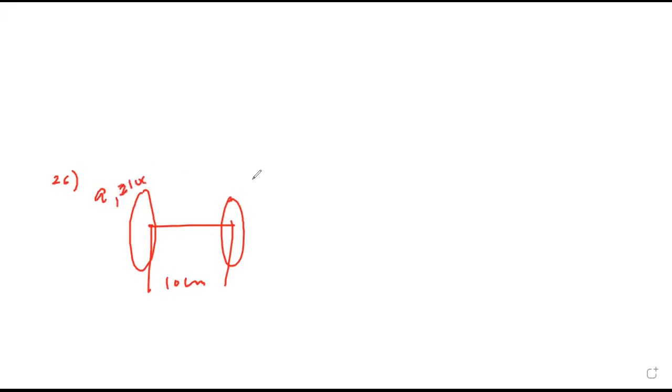Two identical thin rings, each of radius 10 cm, with charges 10 and 5, are coaxially placed with distance 10 cm apart. This has charge of 10 coulomb and this has charge of 5 coulomb. Radius is 10 cm for both. Find the work done in moving charge Q from the center of the first ring to the second ring. Very, very important sum.